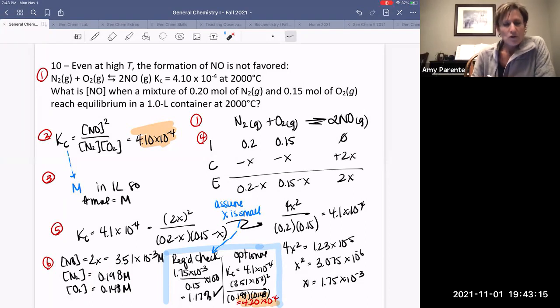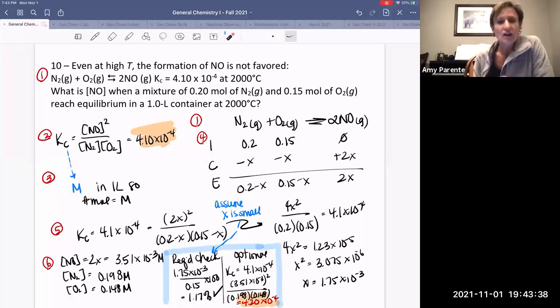So not important for your quiz on Friday, but important for the test on Monday. If you do make an assumption, you need to go through and do that required check to show me that your assumption was valid. So in this case, we're going to take the X, the size of our little scoop, and we're going to put it over one of our starting values here.